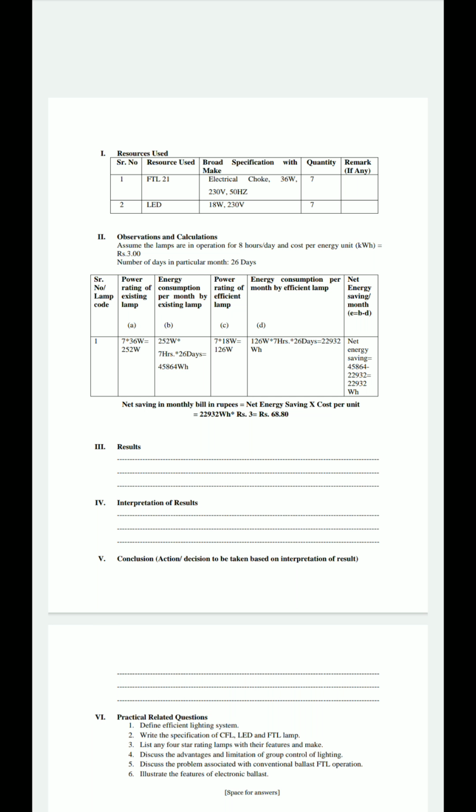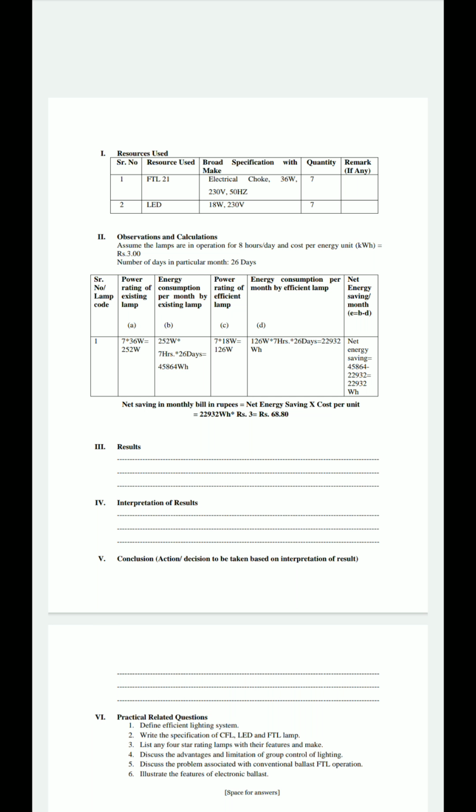Here we assume that lamps operate for 7 hours per day, and the cost per unit of energy is rupees 3. This is the assumption. The number of days in a particular month is 26, excluding 4 Sundays. So the first item is the power rating of the existing lamp: 36 watt, the rating of the fluorescent tube already connected in the classroom, into 7, the quantity, which is equal to 252 watt.